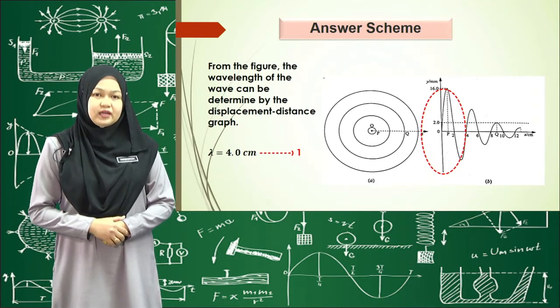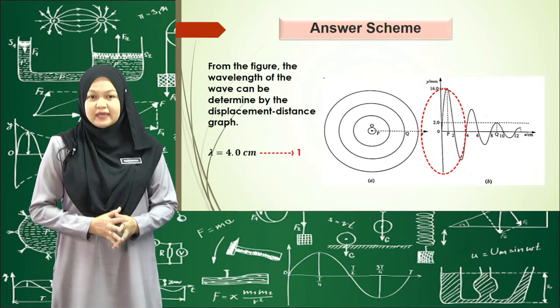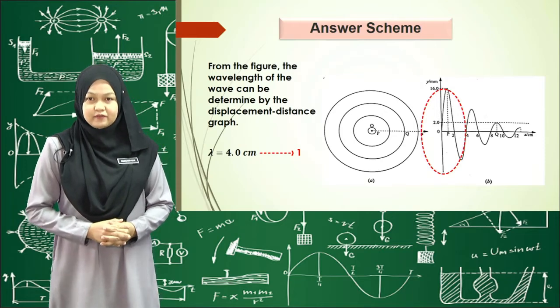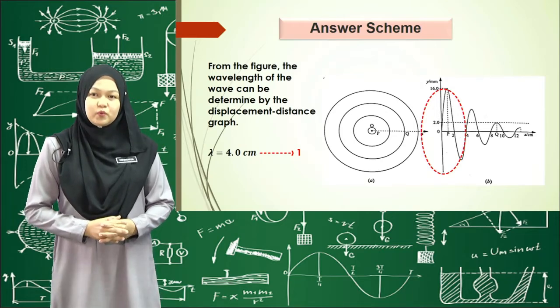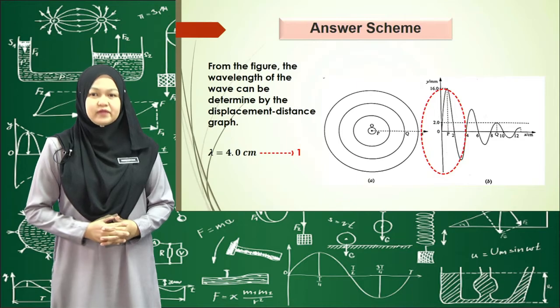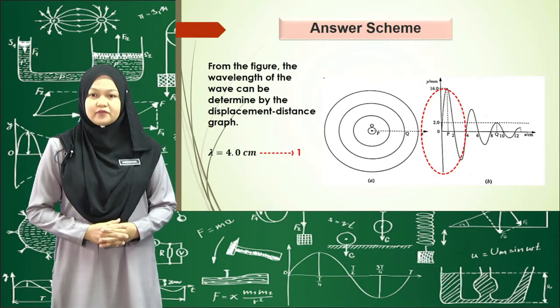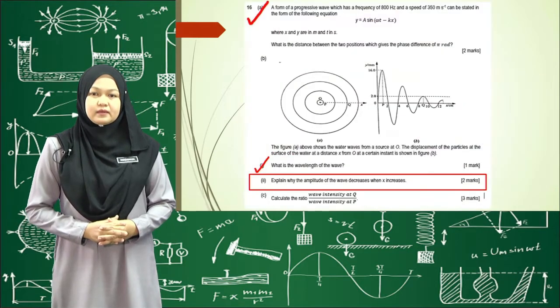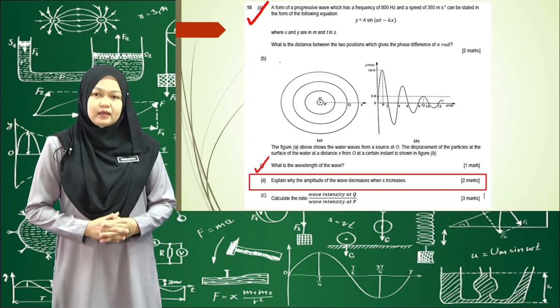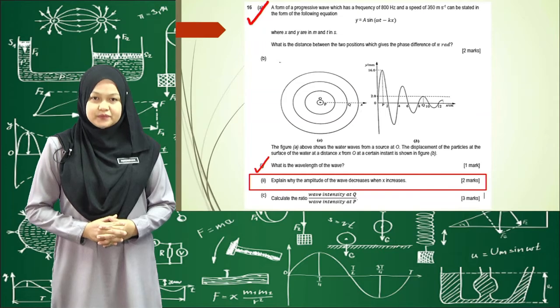From the figure, the wavelength of the wave can be determined by the displacement distance graph. As you can see, one complete cycle of the wave, lambda, is recorded as 4 cm. Let's continue with question number 16b2.